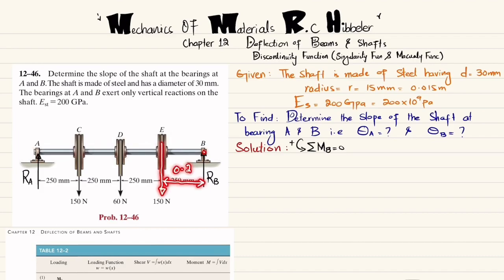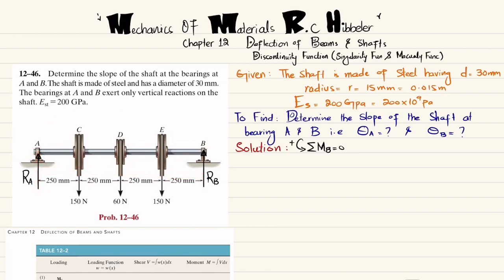and in meter it is 0.250 meter, and this is producing counterclockwise moment, it will be positive. The second moment that will be produced due to this 60 Newton force, and perpendicular distance is now 500 millimeter, which is equal to 0.500, and this is also producing counterclockwise, so it will be positive. The third moment will be this one, and perpendicular distance is 0.750 meter, and this is also counterclockwise, so it will be positive. And the last moment due to RA into perpendicular distance is now 1000 millimeter, or it is 1 meter, and this is producing clockwise, so it will be negative.